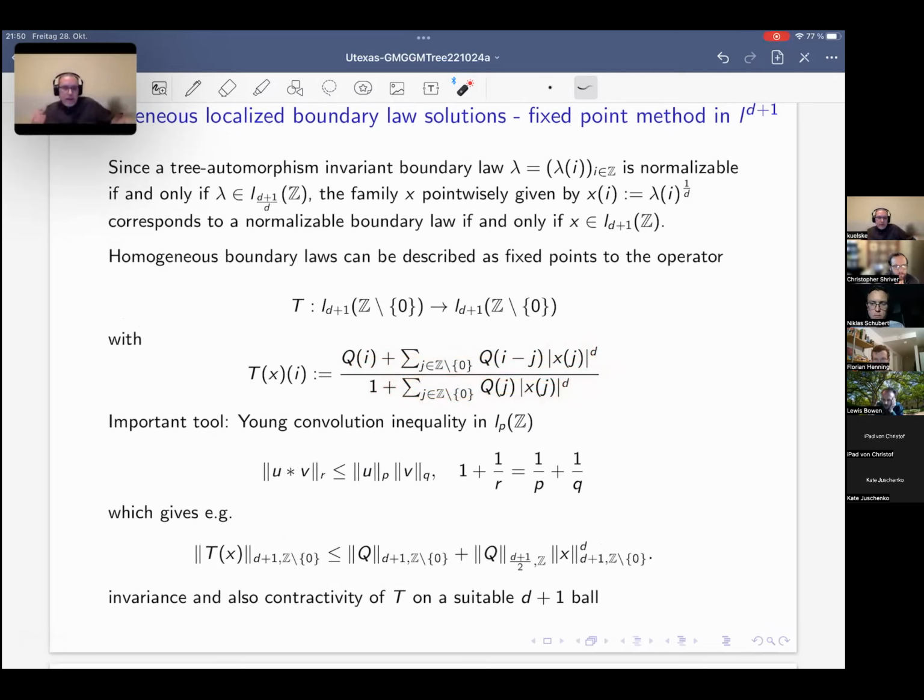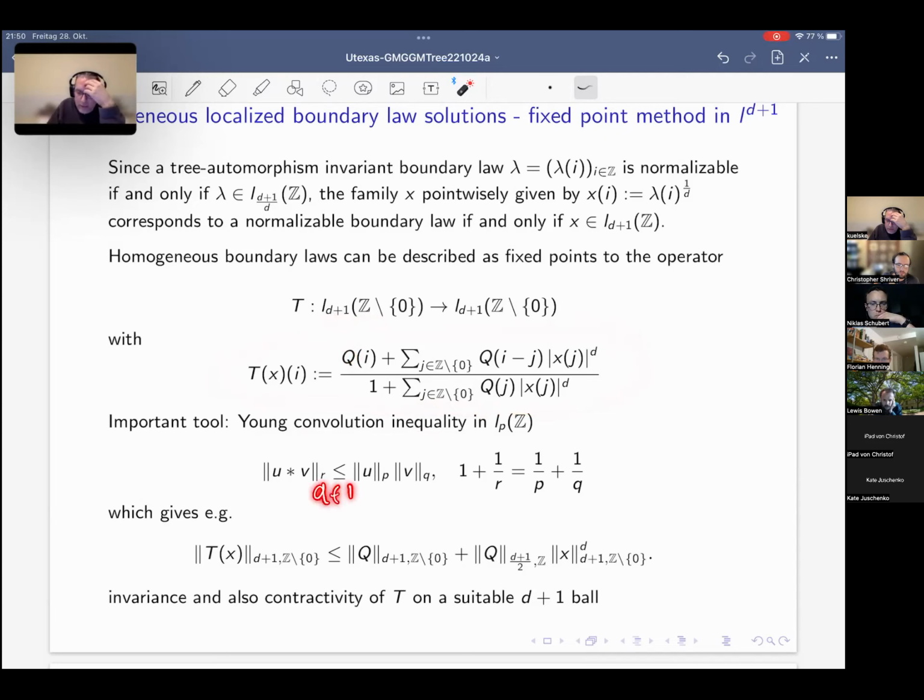Okay, so why do we now get these powers d plus 1/2 and so on? At least one idea: we use Young's convolution inequality in L^p. In this paper, we really construct a self-map of a certain ball, a d plus 1 ball. Here we have the convolution of Q with x to the d, and we want this to close somehow. So we need to work with d plus 1.